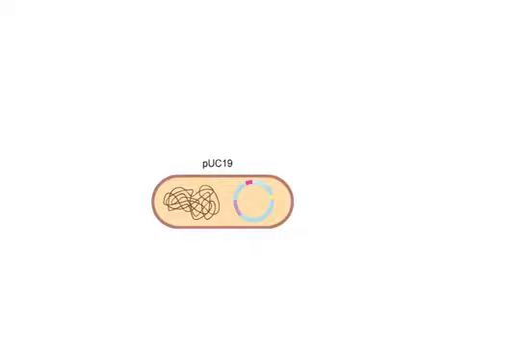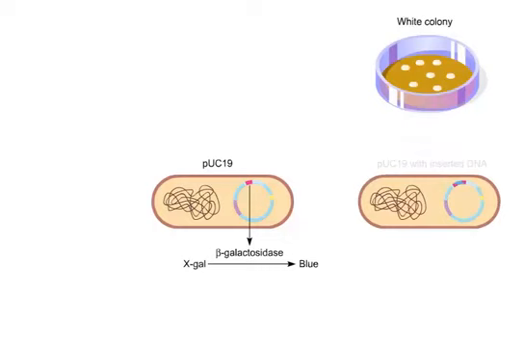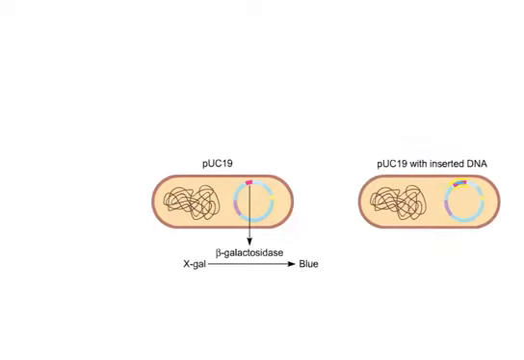The cells with pUC19 and no DNA insert have a functional lacZ+ gene and produce beta-galactosidase. Beta-galactosidase converts the chemical X-gal to a blue color, so the bacterial colonies become blue. In cells with the recombinant plasmids, DNA is inserted into pUC19 and disrupts the lacZ+ gene, so no functional beta-galactosidase is produced. X-gal remains unchanged and the bacterial colony appears white.